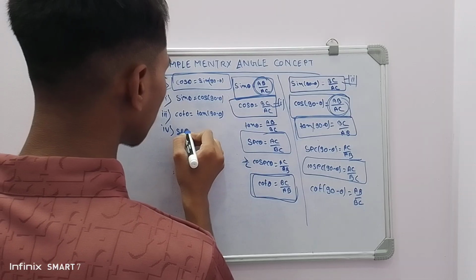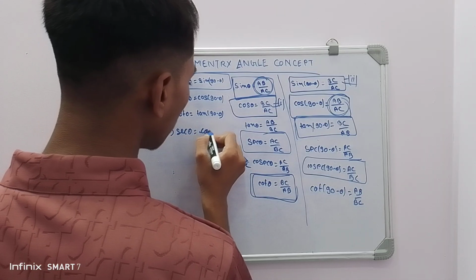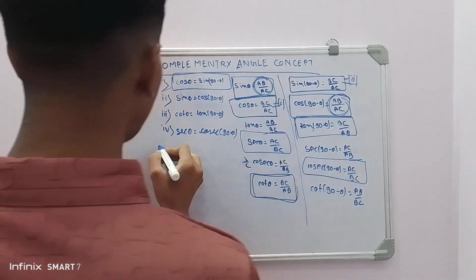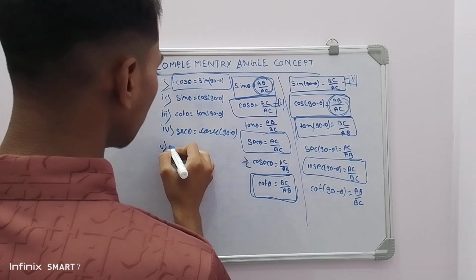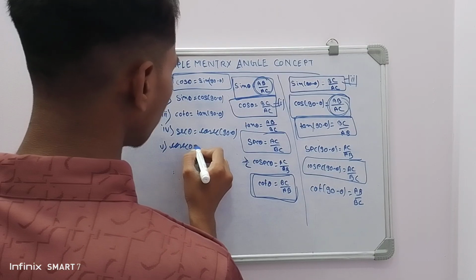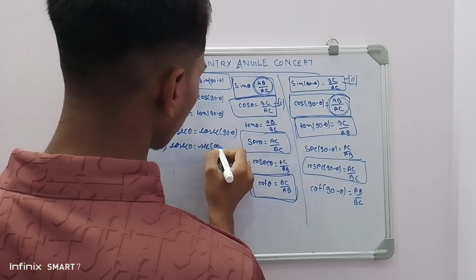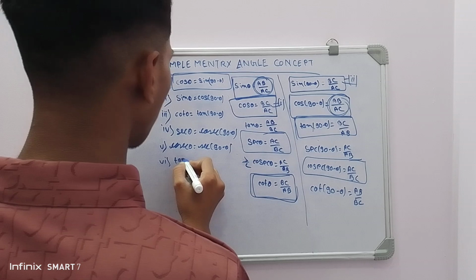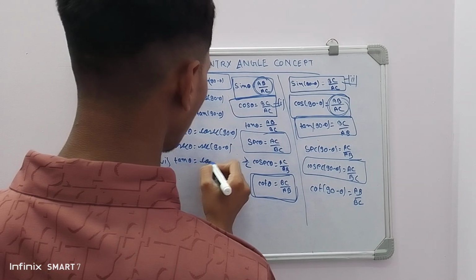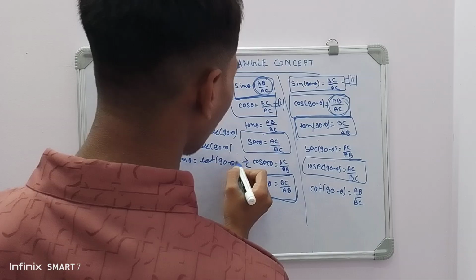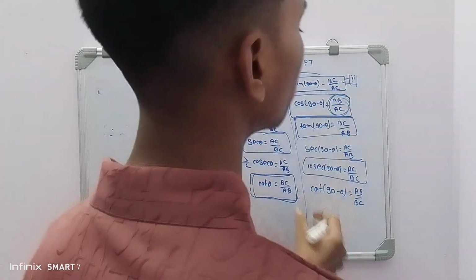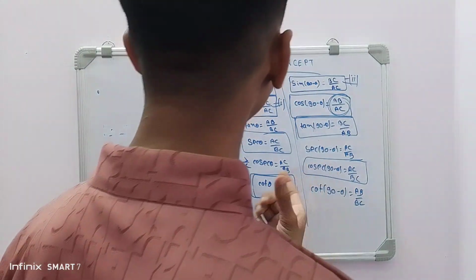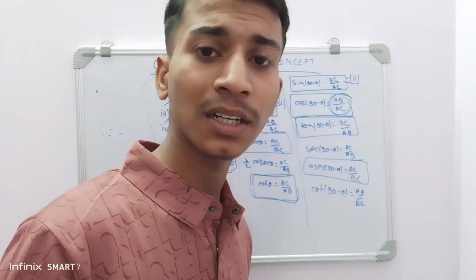identity, that sec of theta is equal to cosec of 90 minus theta. And like this you could write another, the fifth identity, which is cosec of theta is equal to sec of 90 minus theta, and the last identity, which is tan of theta is equal to cot of 90 minus theta. And this is the same. When you observe all these things, you will get to understand. So I think you understood why these are equal and what the meaning of complementary angle is.